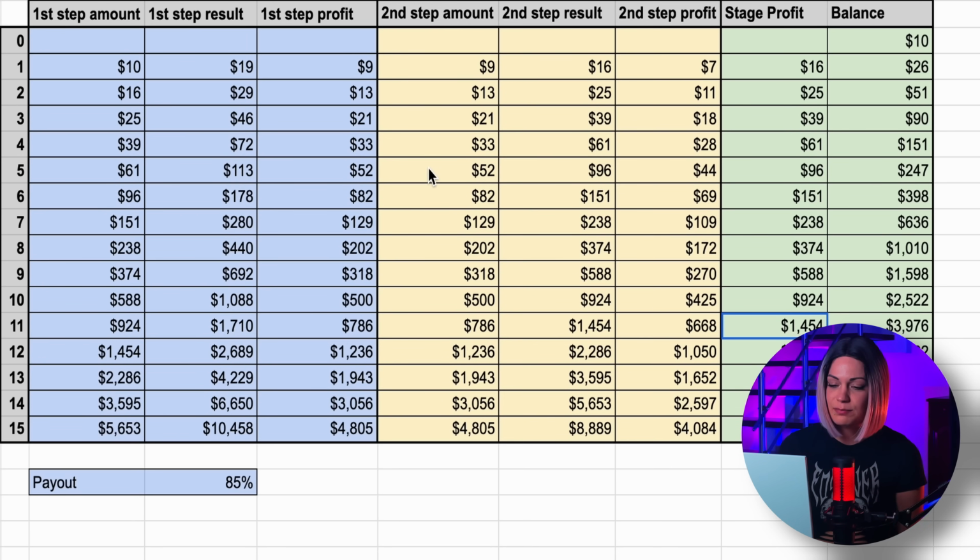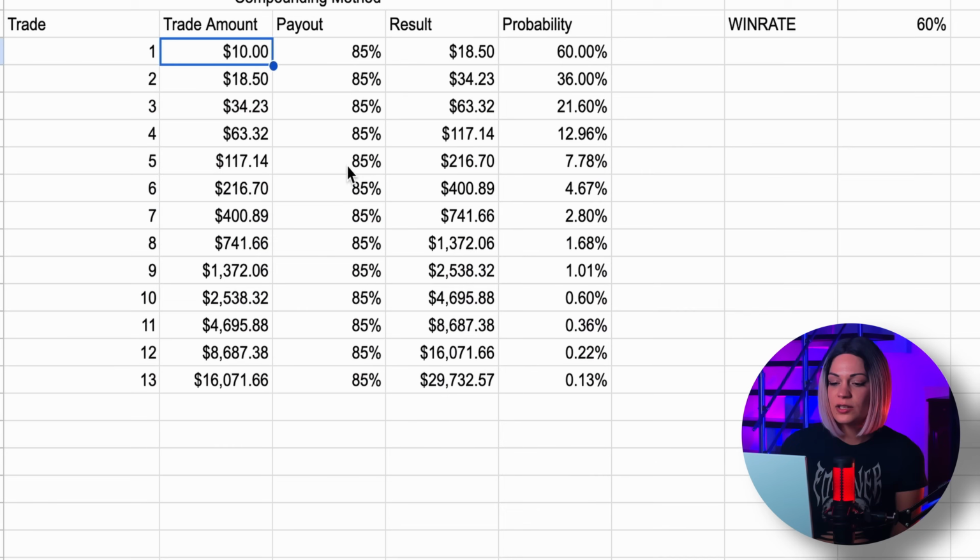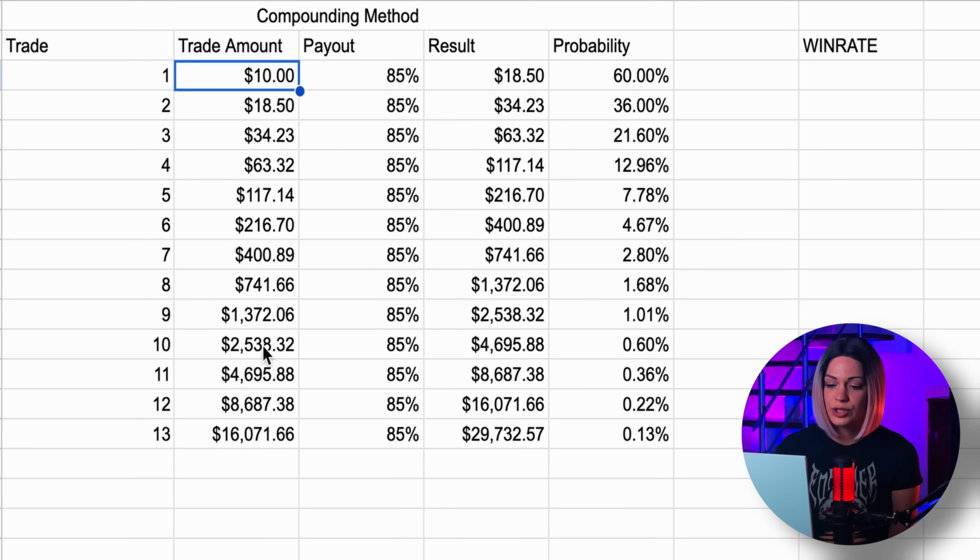And what is the main good thing? If we're talking about simple compounding, imagine you reached the 10th deal closed in black in a row. The probability was really, really low, 0.6%.